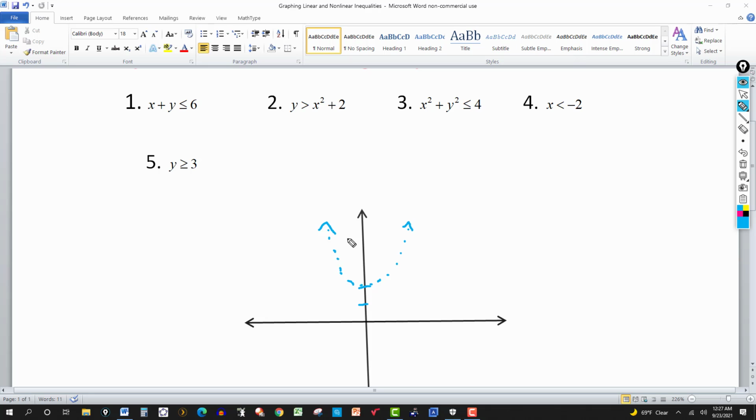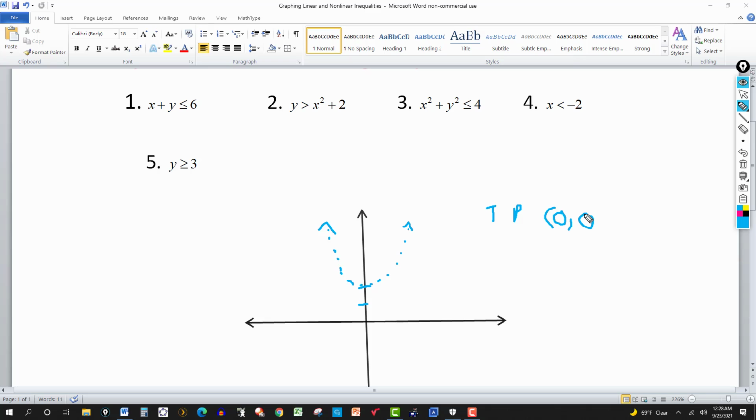So it's just a graph with vertex at 0, 2, opening up. That's the parabola. And then basically on this type of problem, you're either going to shade everything inside here, or everything outside. So again, you can pick any point that is not on the boundary. So don't pick 0, 2. We can pick 0, 0. We can pick 0, 3, that's inside here. I go with the easiest one, and my test point here is 0, 0.